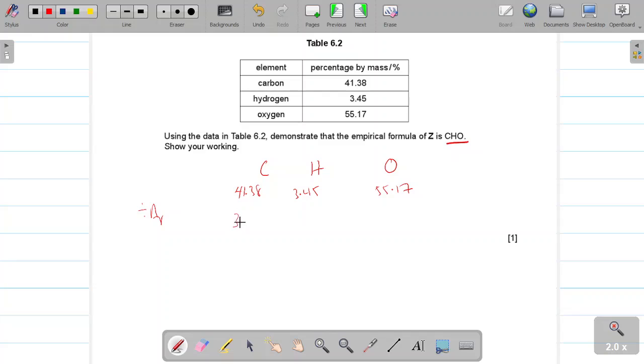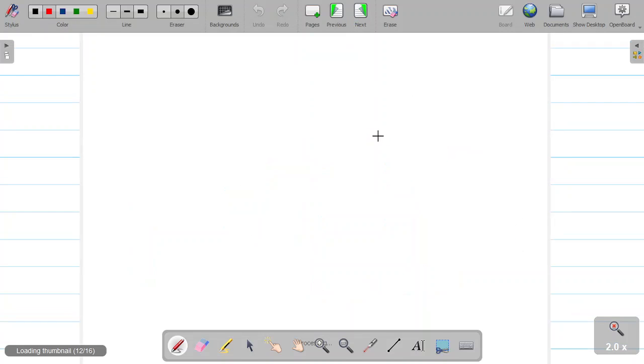And this will give us 3.45, 3.45, 3.45. And then we divide by the smallest number that we get in this step here. All the numbers are the same, so we divide by 3.45 and we get 1, 1, 1. And this is our empirical formula, C1H1O1, which implies CHO. Pretty straightforward question, only 1 mark for this.